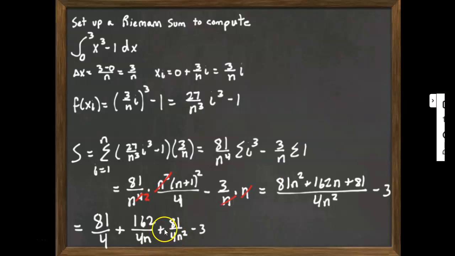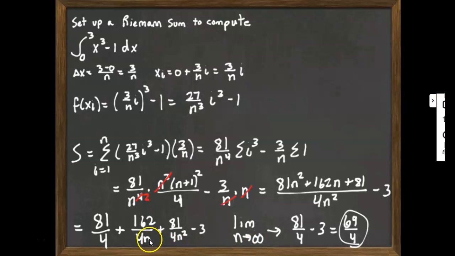Didn't really worry about simplifying this 162 over 4n because the next step in this process is once I have it all expressed in terms of n, I take the limit as n goes to infinity to get my area. So we do the limit now as n goes to infinity, and anything that's divided by n, the 162 over 4n here, 81 over 4n squared, they're all going to go to 0. And we get 81 fourths minus 3, which is 69 fourths.